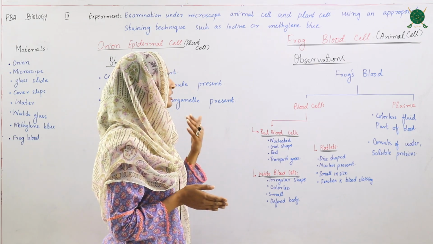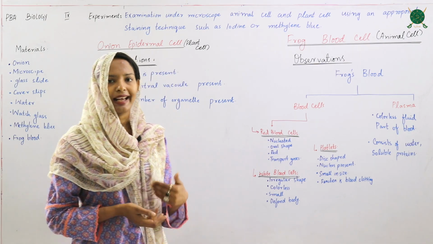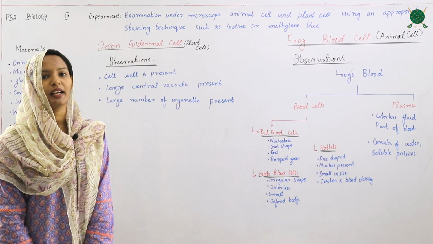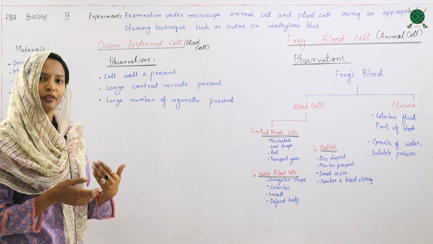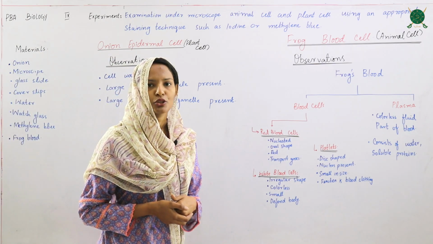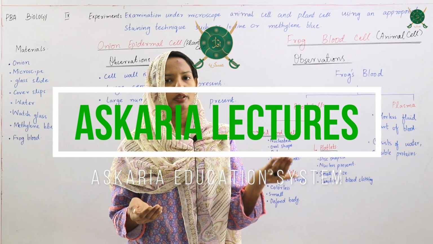No cell wall is present in animal cell as it is present inside the plant cell. So after observing these two, you will be able to compare an animal cell with a plant cell.